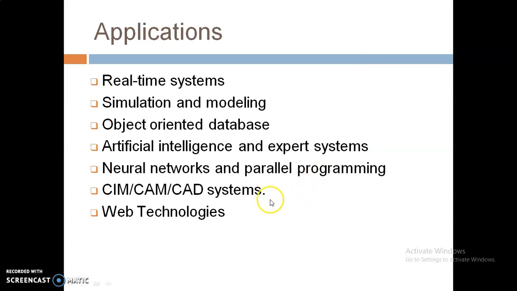Then the next application area is CIM, CAM or CAD systems. So CAD or CAM systems are called computer-aided design or computer-aided manufacturing systems. Then the next one is web technologies. Web technologies like Python, Ruby, Scala are called object-oriented web technologies.